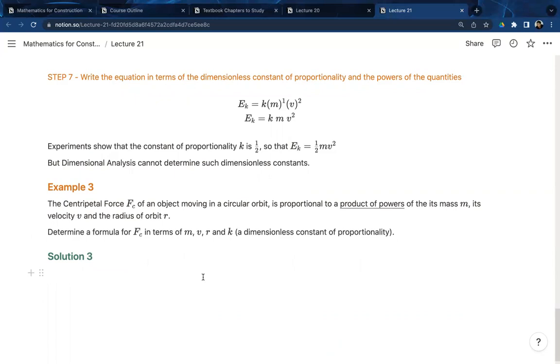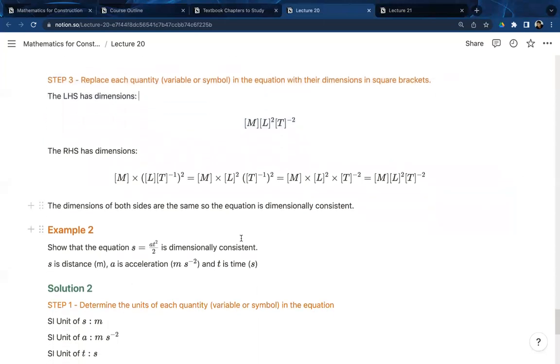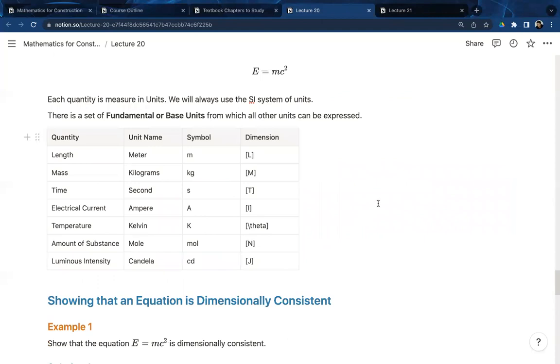So what's the units for force? What's the units for force? And then therefore what's the dimensions? Did we do that? Did we do any example with that? This was distance, acceleration, this was energy, right? So we could actually find that, right?